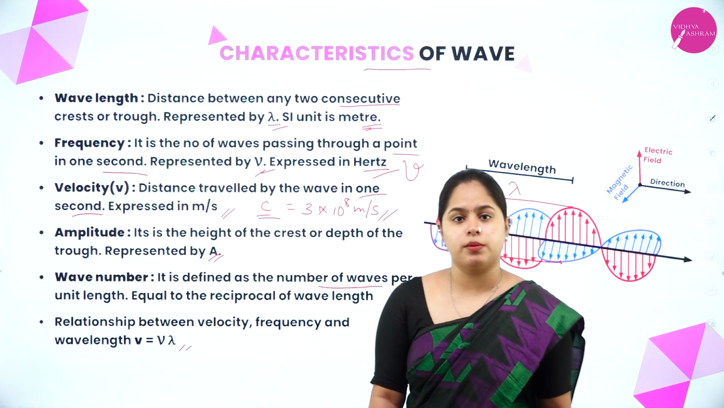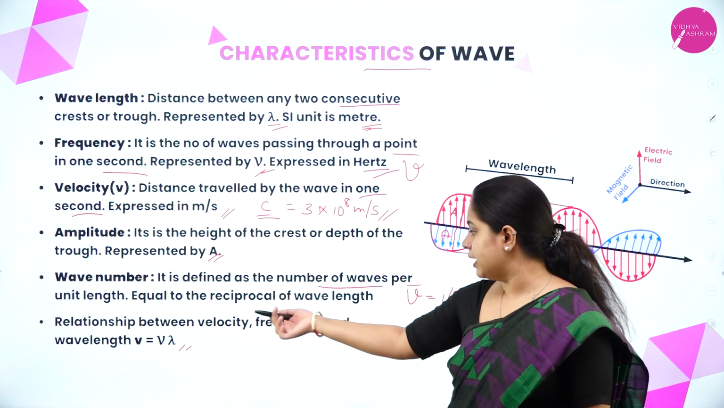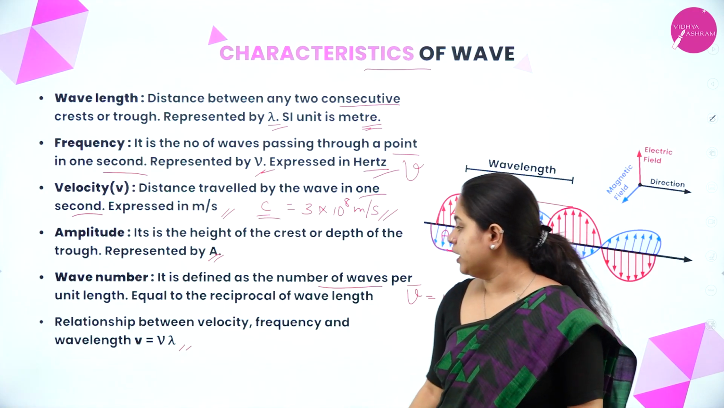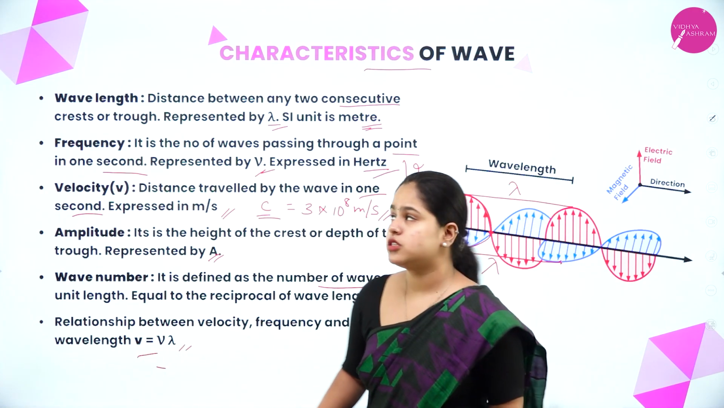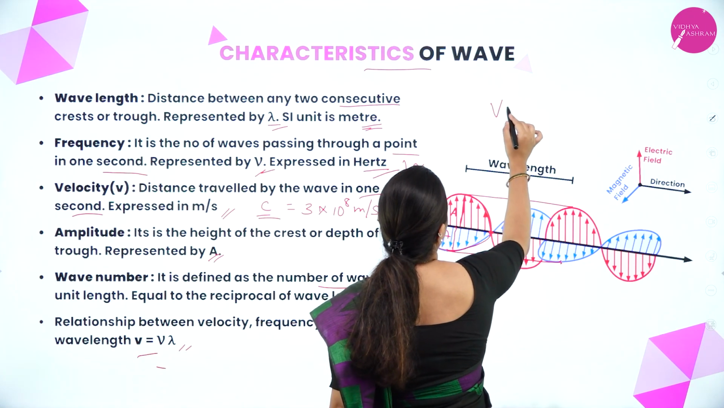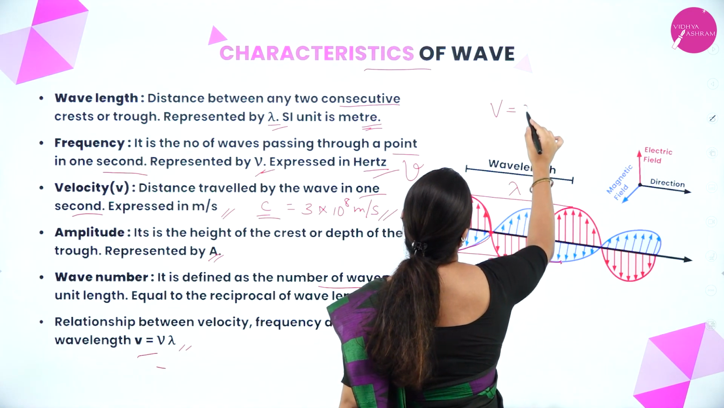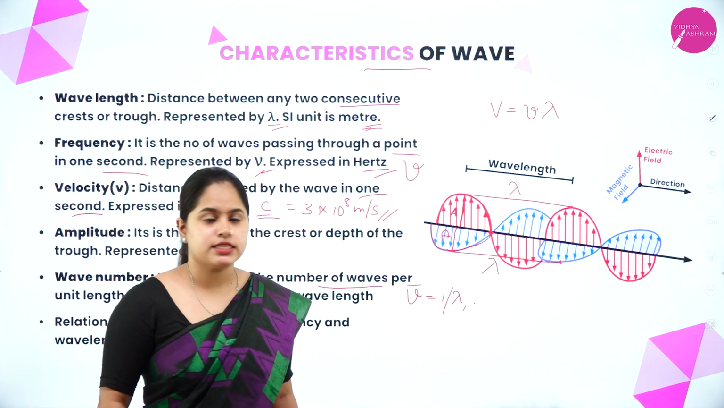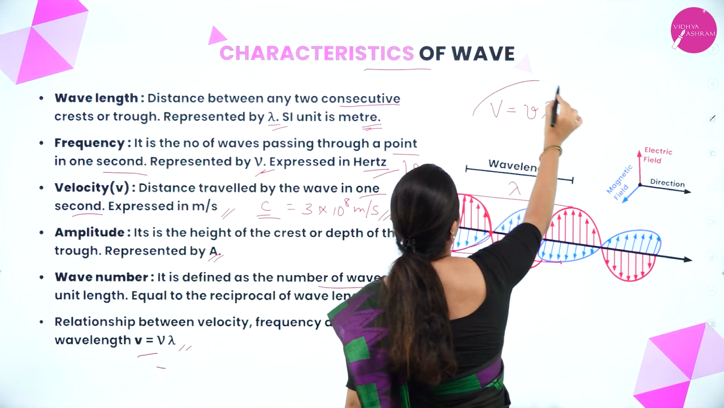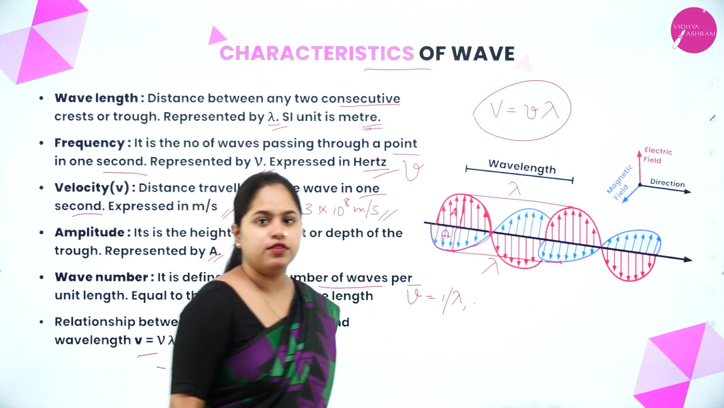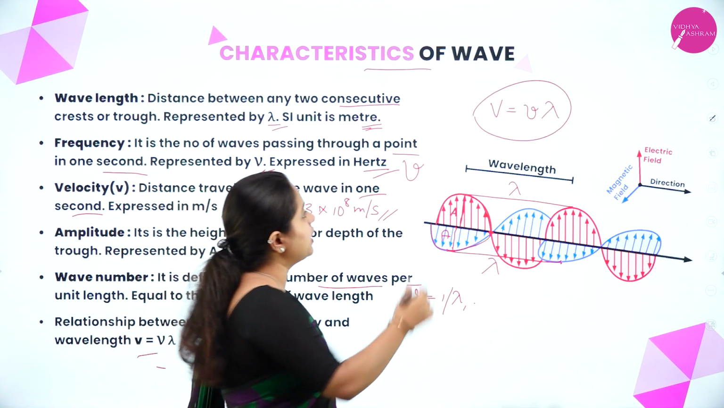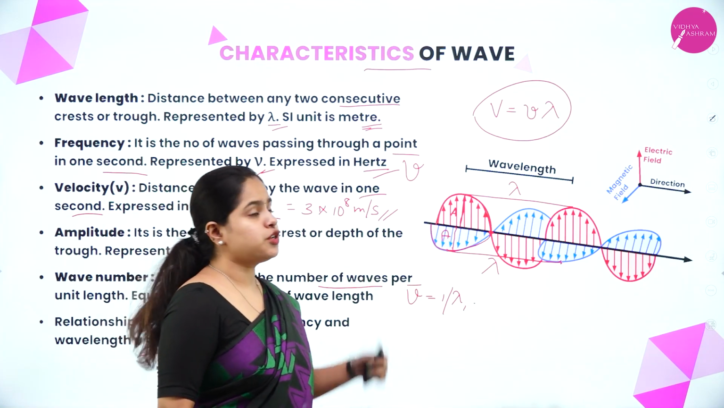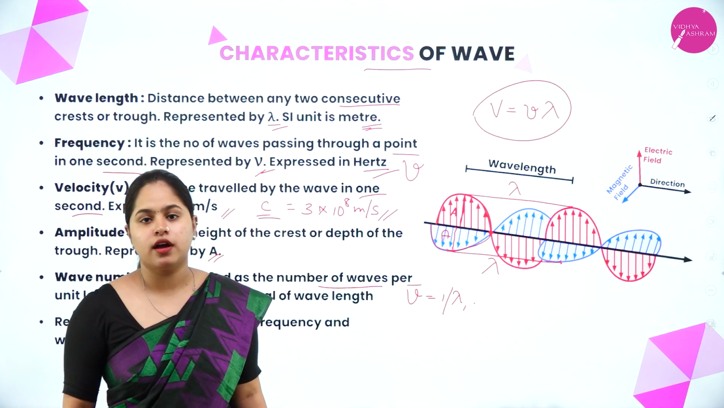Last point you have to remember, which is very important, is the relation between your velocity, frequency and wavelength. So how is it related? V equals, that is velocity equals your frequency multiplied by your wavelength. This is a very important equation for your numericals. V represents your velocity, nu is your frequency and lambda is your wavelength.